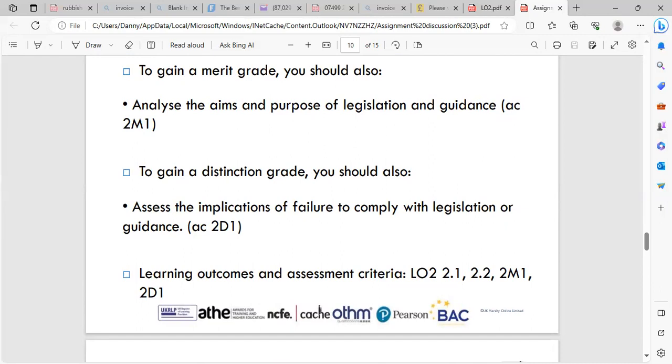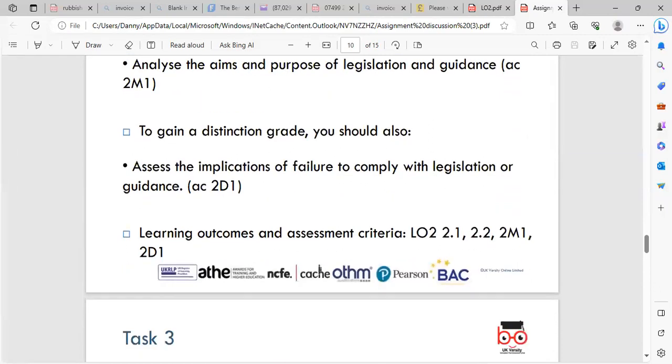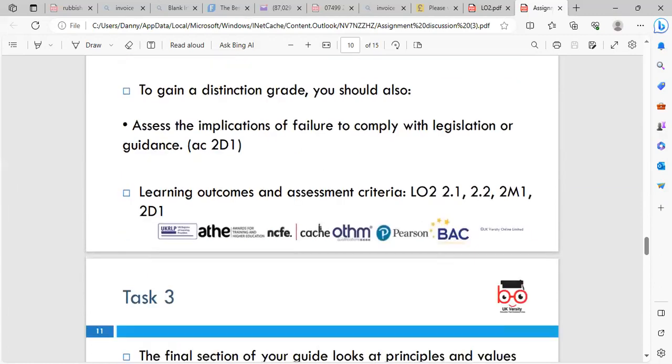And to get a distinction grade, we expect you to analyze the implications of the failure to comply with the legislation. We spoke about that, where people can be imprisoned, isn't it? People can be struck off from the organization. Your license can be withdrawn, your company can be penalized, somebody could be jailed. So these are the things they expect you to talk about.